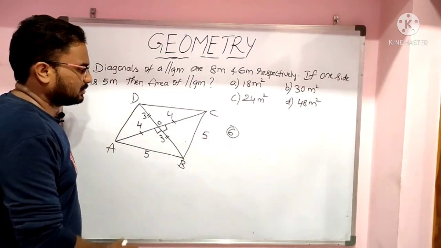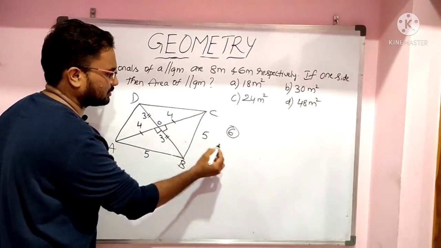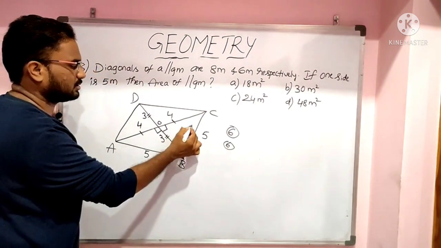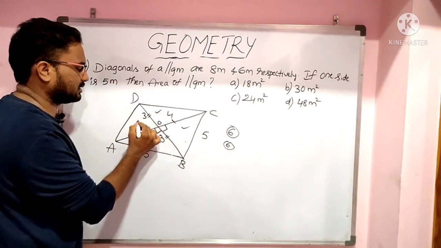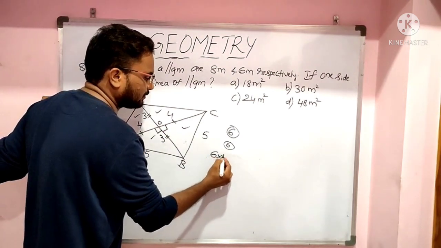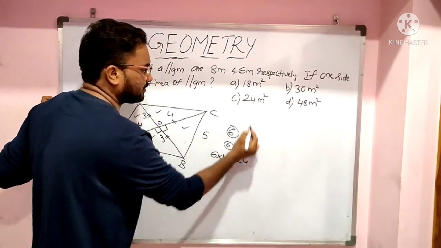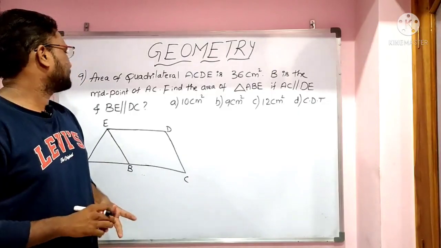Similarly, this area will also be 6. This area also 6, and similarly, this area also 6. So 6 into 4. Answer: 24 square meters. Next problem.